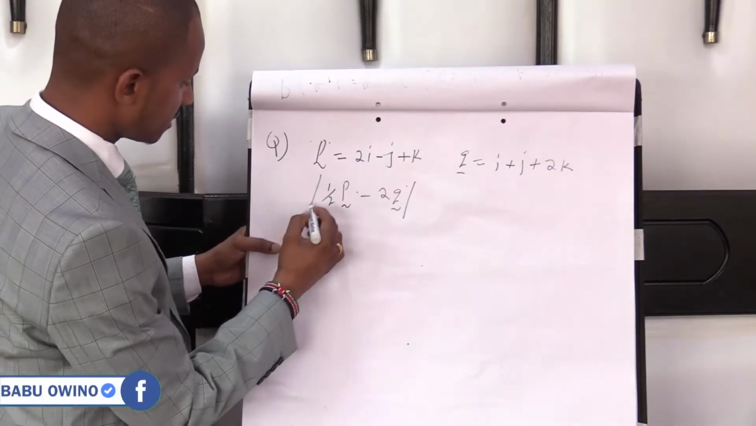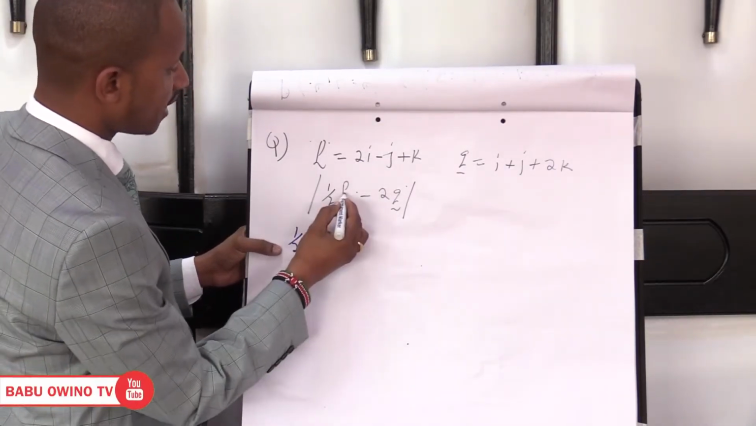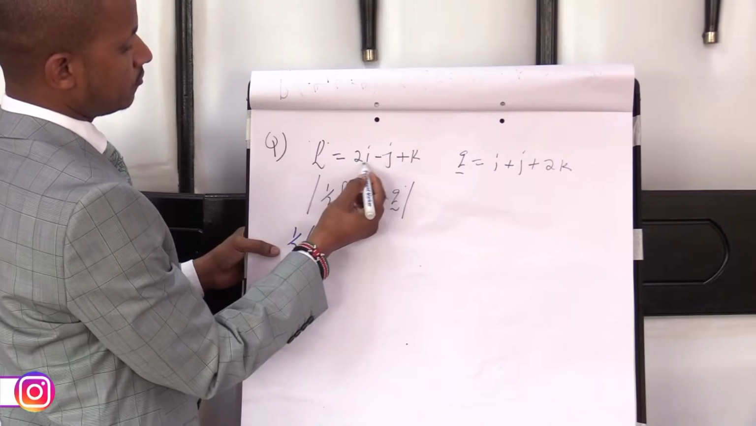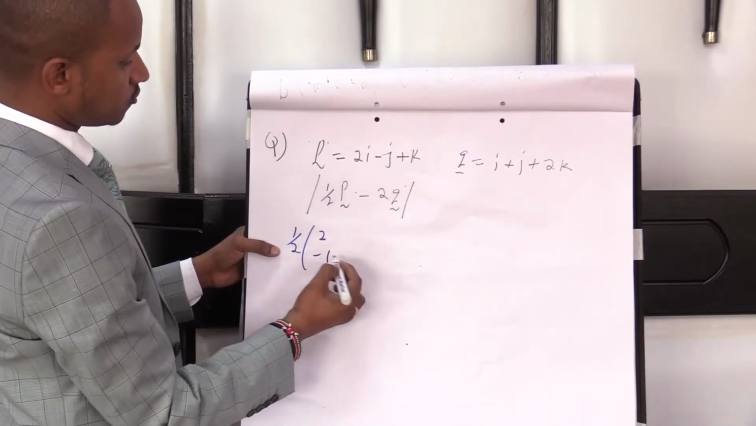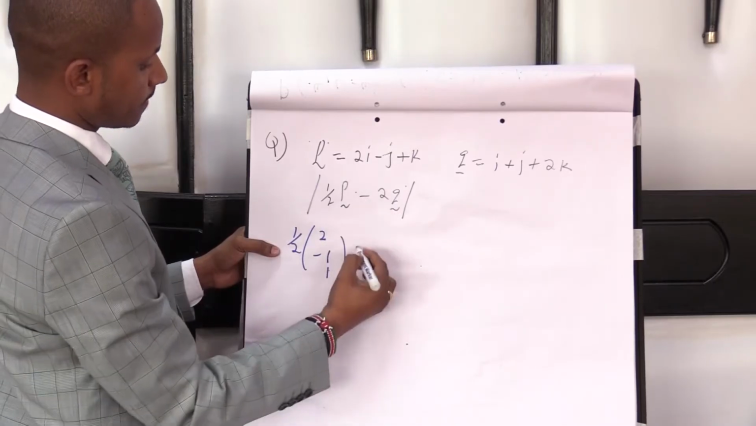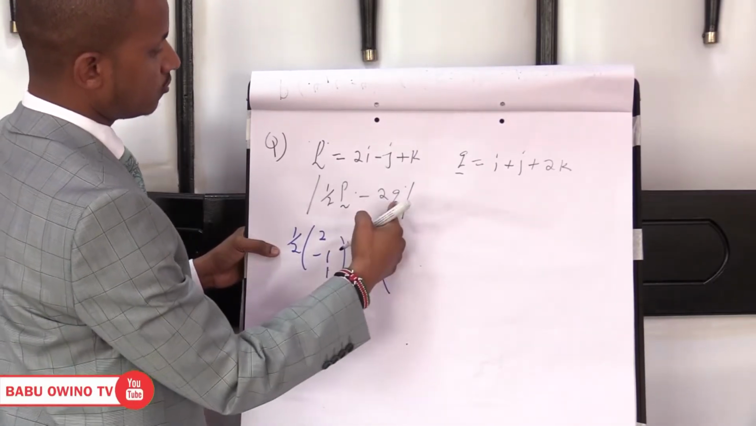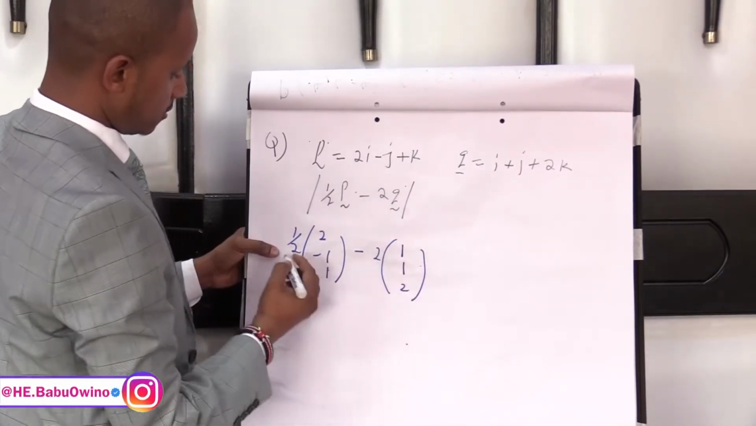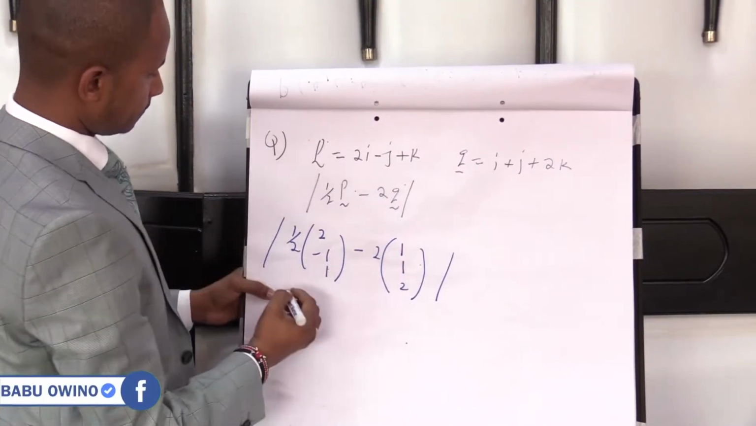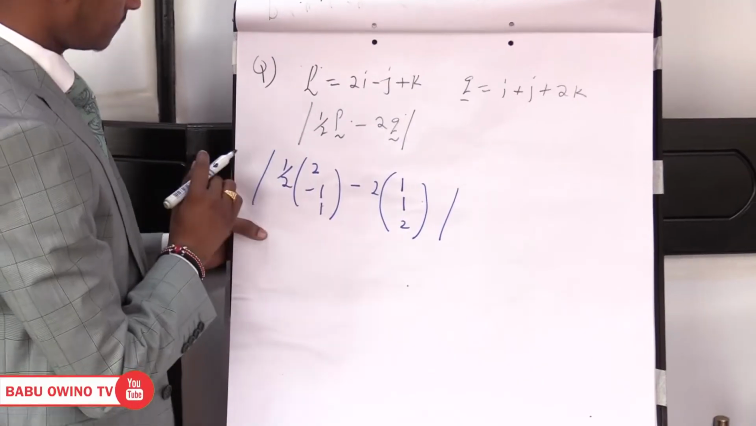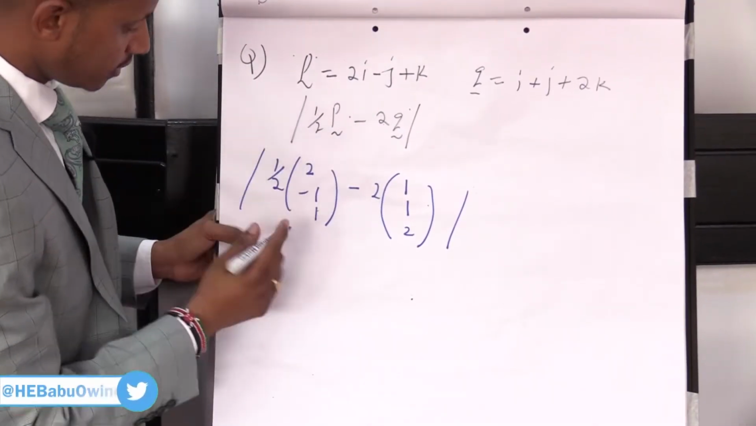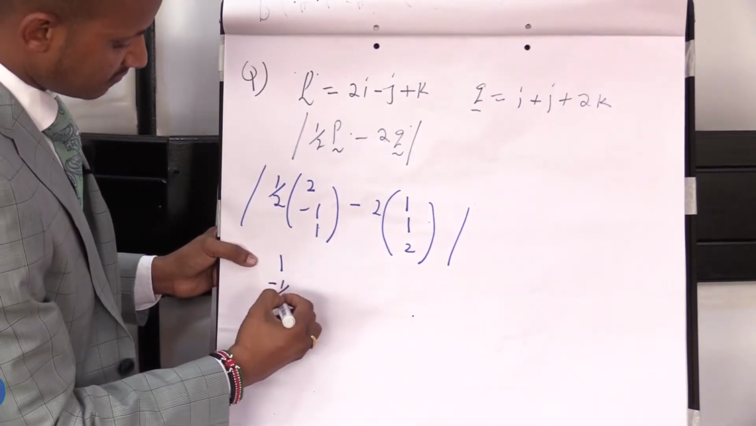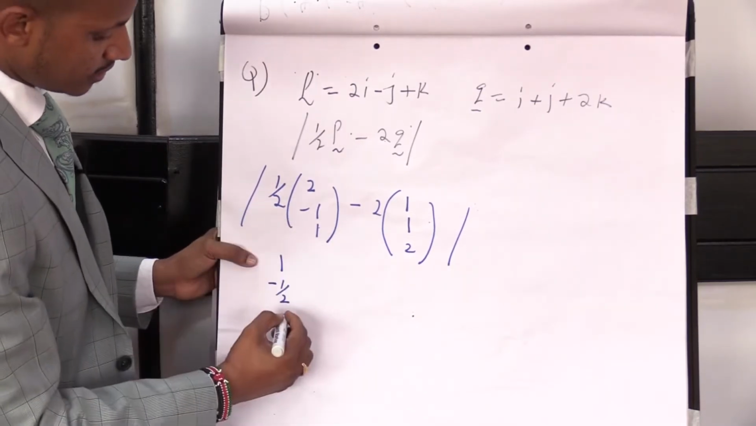They want you to get the modulus of half p minus 2q. So here, just say a half of p. Our p value is 2, remember to write it in column vector form: 2i, which is 2, minus j, which is minus 1, then k is also 1. Then minus 2 of q. Our q value is 1i, 1j, and 2k. So this comes to a half. A half times 2 is 1. Then a half times minus 1 is minus a half. Then a half times 1 is a half.